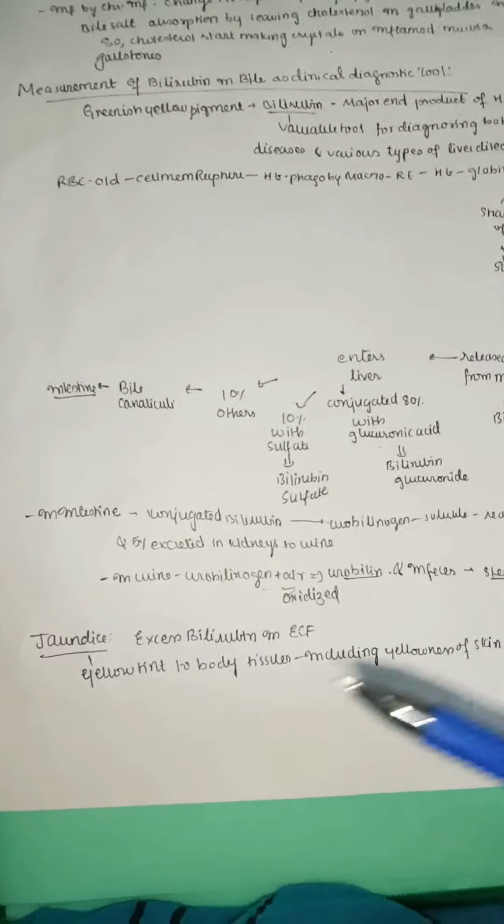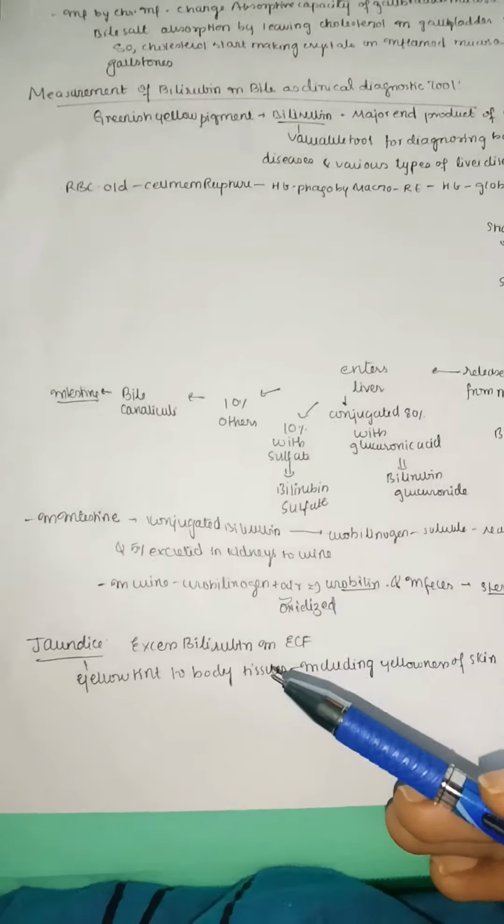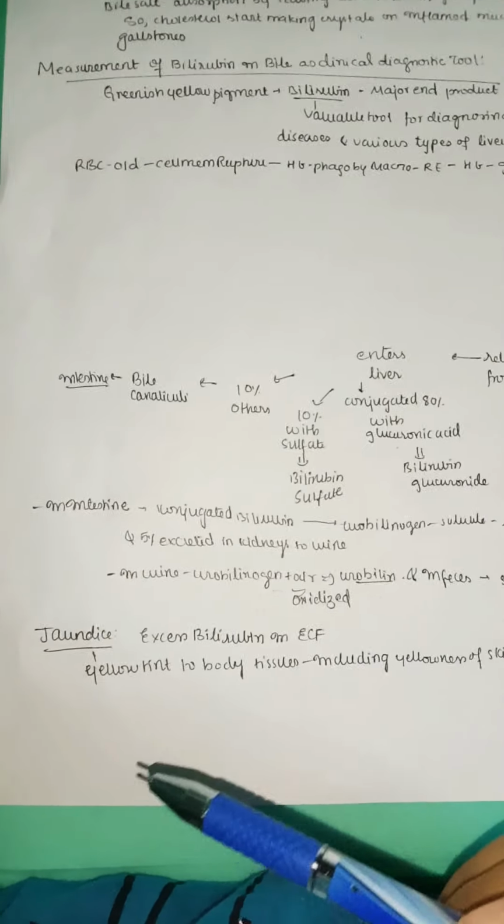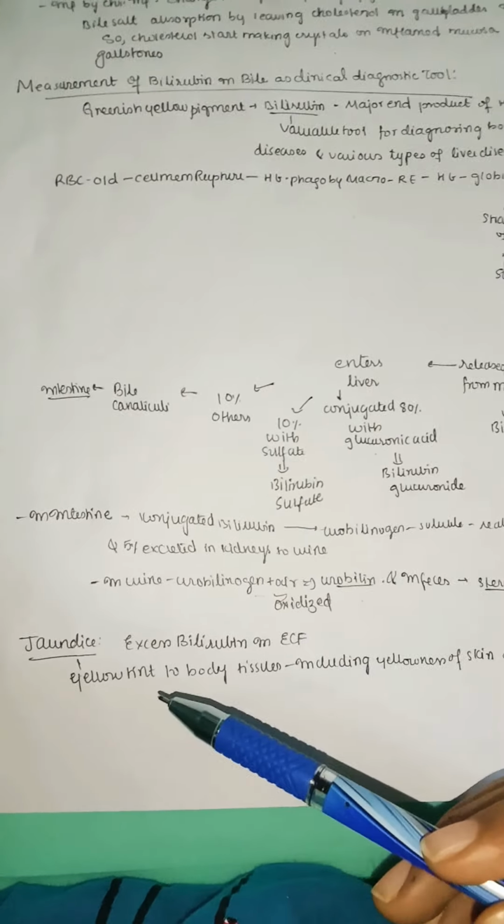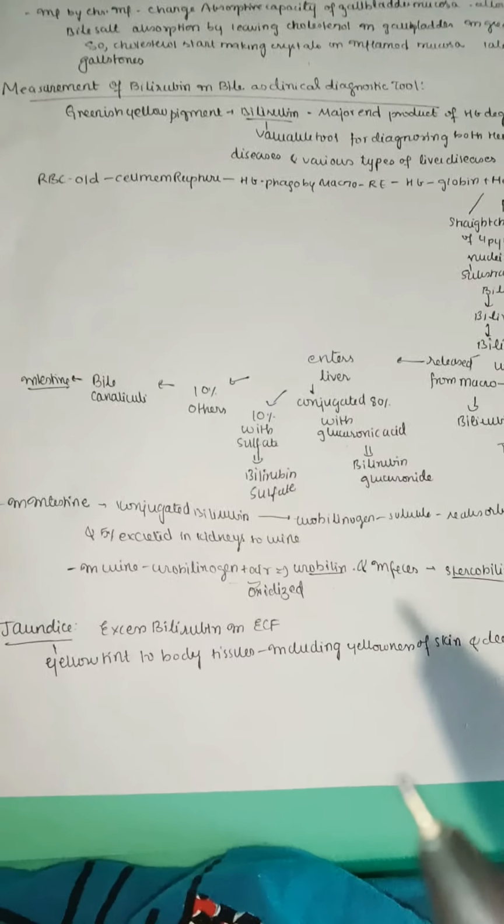So now finally we have jaundice. We have understood how excess bilirubin is formed. So jaundice is nothing but excess bilirubin in the extracellular fluid. We have the extracellular fluid compartment, and if we have a lot of bilirubin in that compartment, that is called jaundice. Jaundice is a yellow tint, a coloring to our body tissues, including yellowness of skin, deep tissues, and also the sclera of the eye. So this is what is called jaundice.